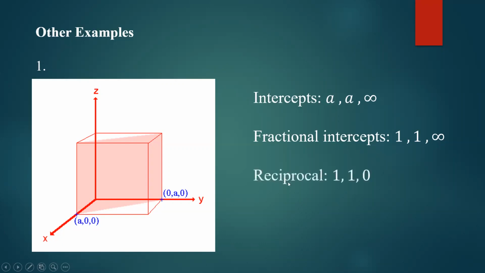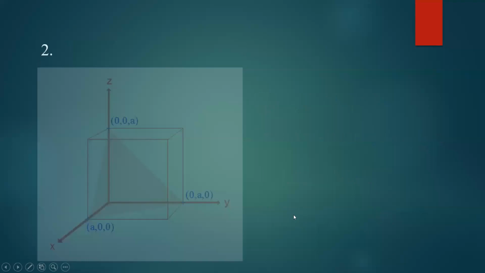Then take the reciprocals. The reciprocal of 1 is 1, so you'll get reciprocals equal to 1, 1, 0. And finally, the Miller indices are 1, 1, 0. A common denominator is not necessary here, so directly you can find the Miller indices after taking the reciprocal itself. So this represents the Miller indices corresponding to this set of planes: 1, 1, 0.